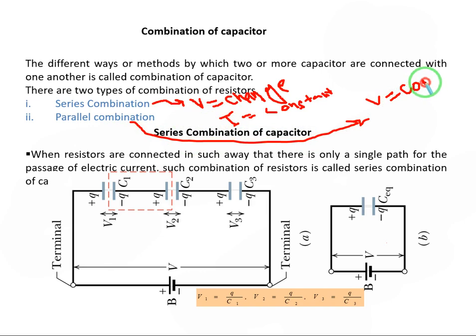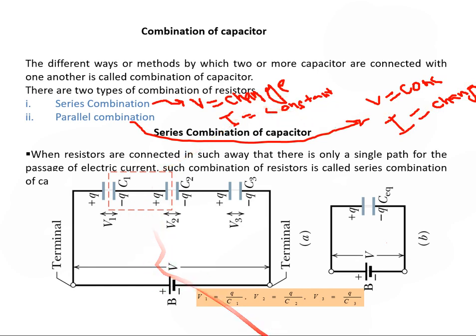Keep in mind, whether it is a series combination of capacitors, or of resistors, or anywhere in circuits, whenever you have a series combination, the voltage is going to change and the current is going to be constant. In a parallel combination, voltage is going to be constant and current is going to change. If you remember Kirchhoff's law, this follows from it. So keep in mind these two concepts for series and parallel combinations.